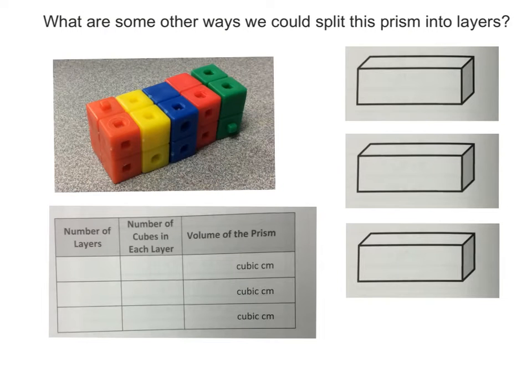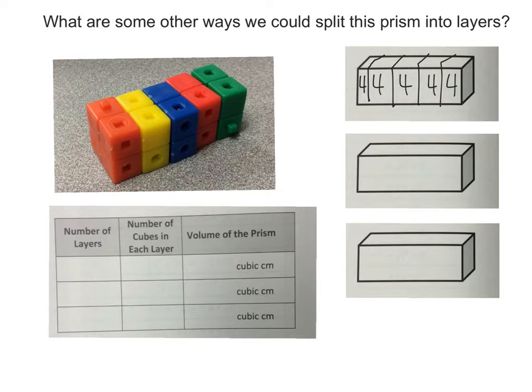Very good. Now, this prism with the 5 layers, we've already split it one way. Let's draw it again. You already have it. 1, 2, 3, 4, 5, and each layer has 4. Okay. So in your notes, I want you to draw this table that you see right here. One part says number of layers, one part says number of cubes in each layer, and one part says volume.